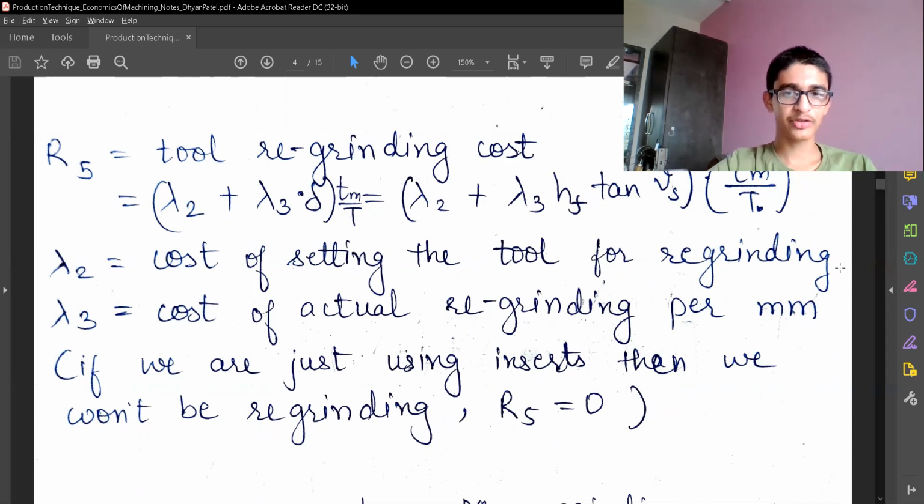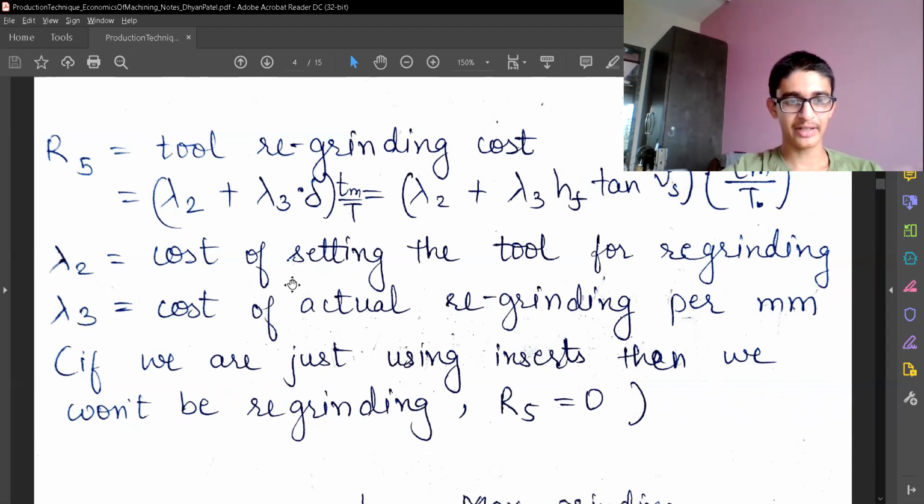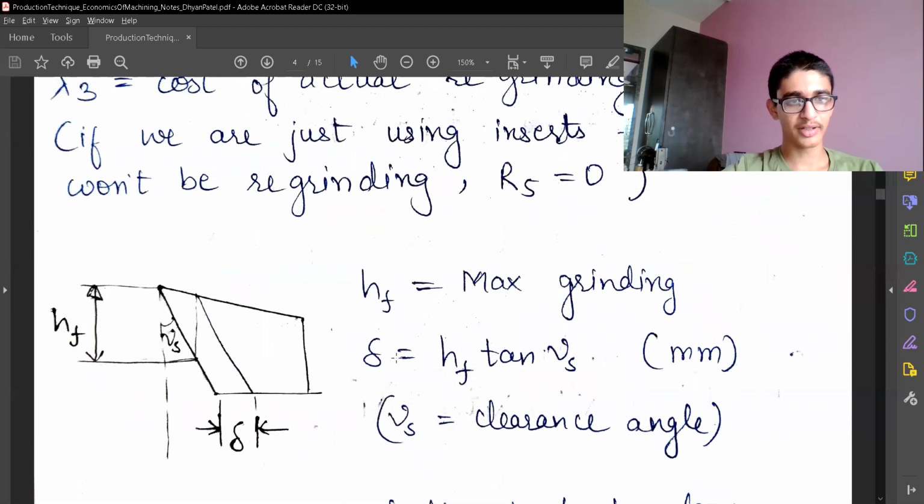Now the cost of actual regrinding. So that is the cost of actual regrinding per mm, because the regrinding process is very critical. If I'm not doing a proper regrinding, I can damage the tool and the tool completely will be useless, and I am going to lose thousands of money of that tool. So that regrinding of the tool per mm is used over here, and delta is the length of what I need to do the regrinding.